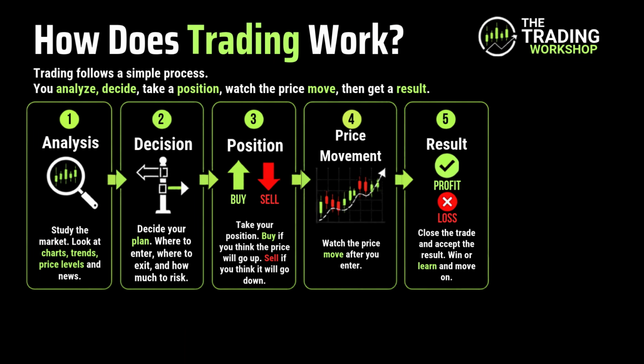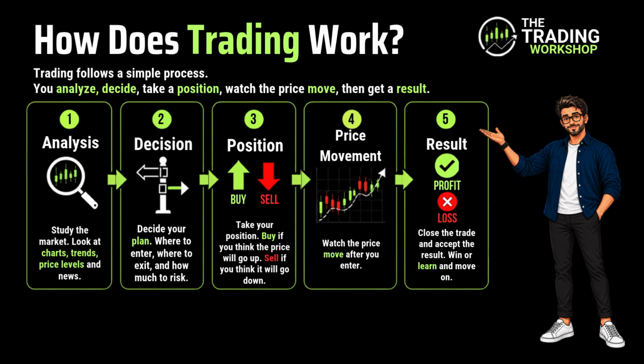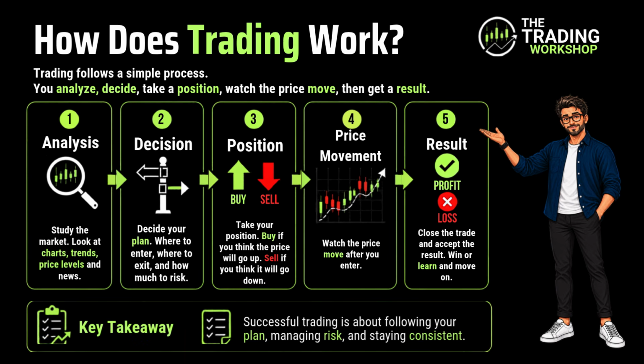Trading follows a simple process. First, you analyze the market. You look at things like charts, trends, price levels, and important news. Next, you make a decision. You decide where you want to enter, where you might exit, and how much you're prepared to risk. Then, you take a position. You buy if you believe the price may rise, or sell if you believe it may fall. Once you're in the trade, you watch the price move. The market will determine whether your idea was right or wrong. Finally, you close the trade and get a result, either a profit or a loss. But successful trading isn't about being right every time. It's about following your plan, managing your risk, and staying consistent.